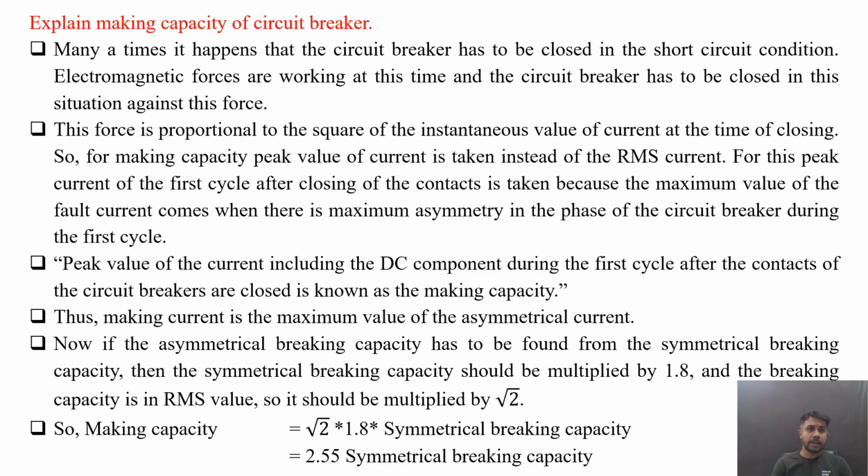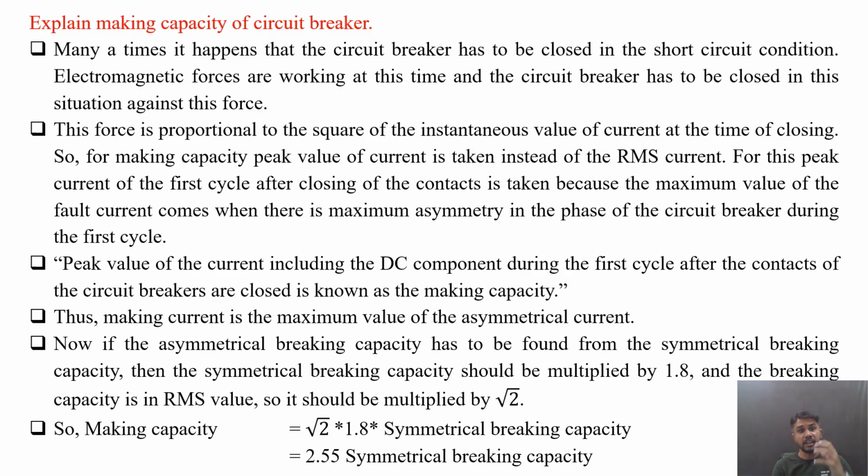Explain making capacity of circuit breaker. So, many a times it happens that the circuit breaker has to be closed in the short circuit condition. Electromagnetic forces are working at this time and the breaker contact has to be closed in this situation against this type of forces. So this force is proportional to the square of the instantaneous value of the current at the time of the closing.